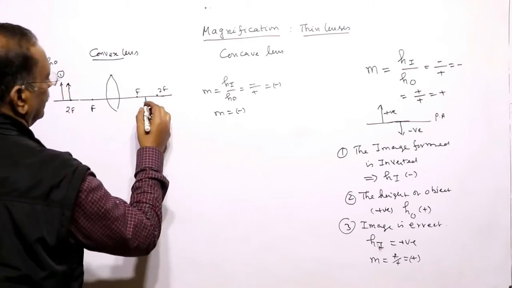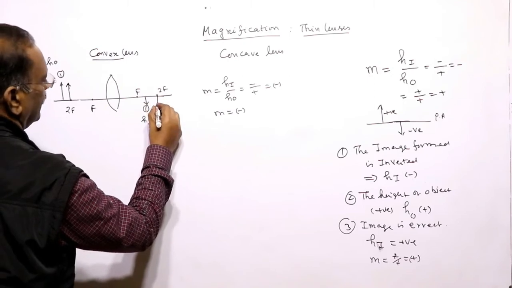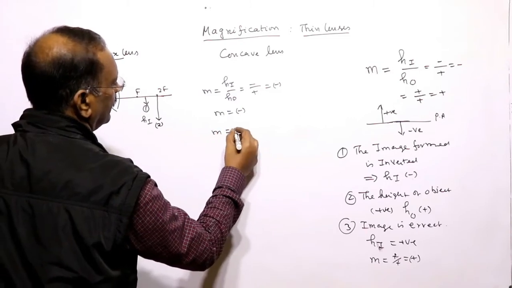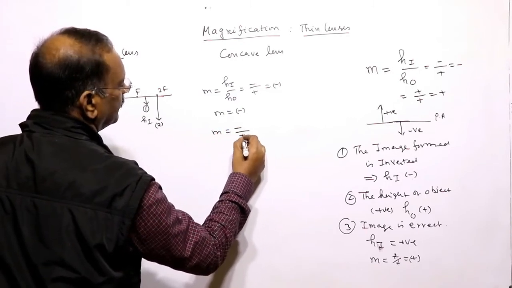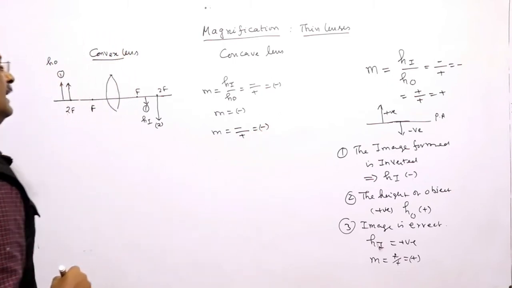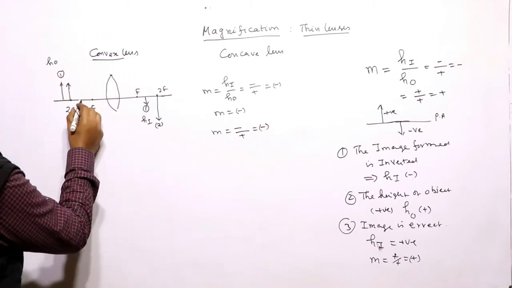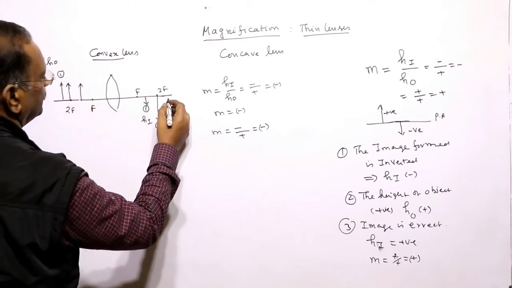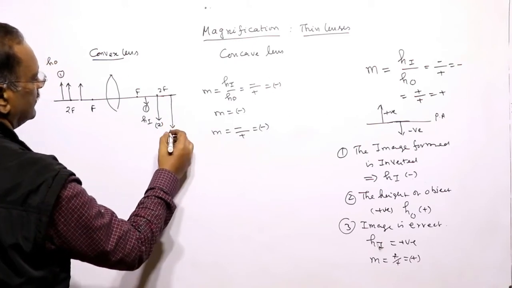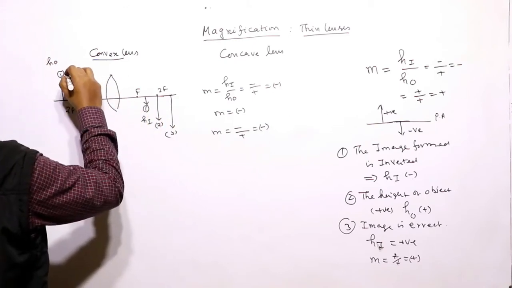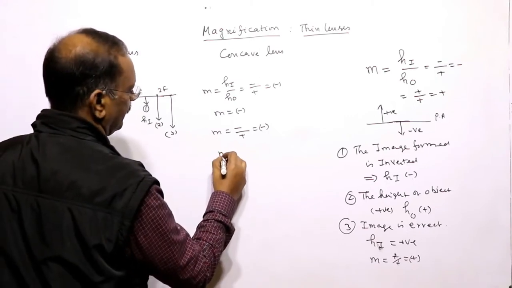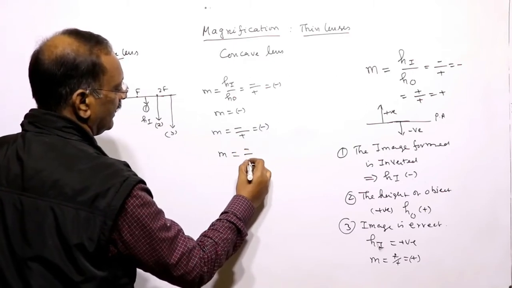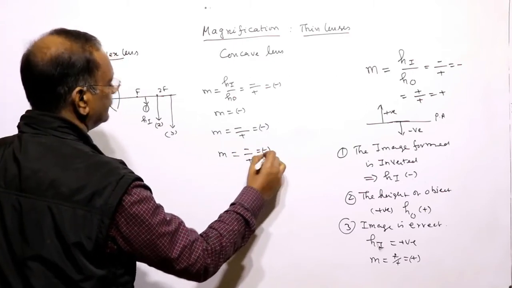If it is kept at 2F, then the image will be formed at 2F. This is the second case. So here also m is equal to height of image, which is negative, by height of object, which is positive, equal to negative. Magnification is negative. If it is kept between 2F and F, the image will be formed beyond 2F, an enlarged image, case 3. In this case, the height of the image is negative, divided by the height of the object, which is positive, equal to negative.